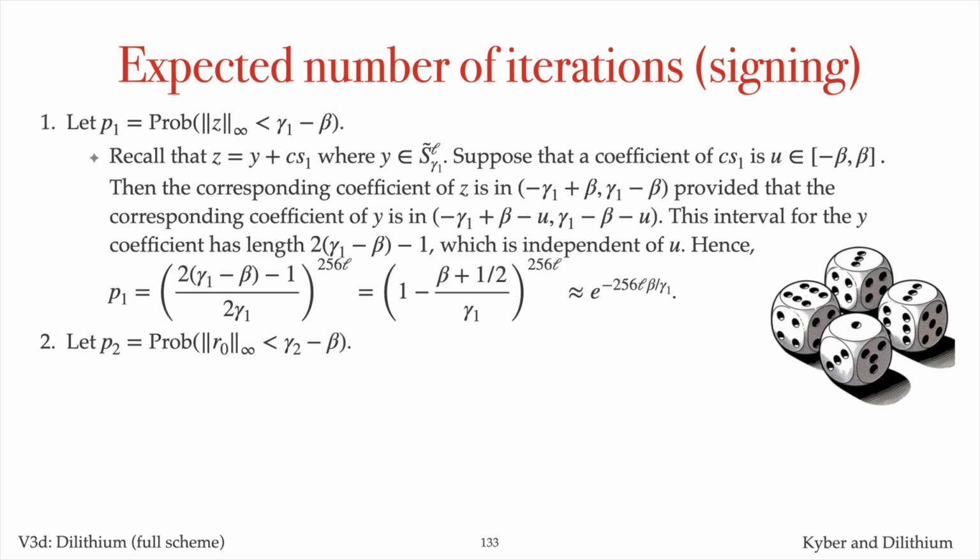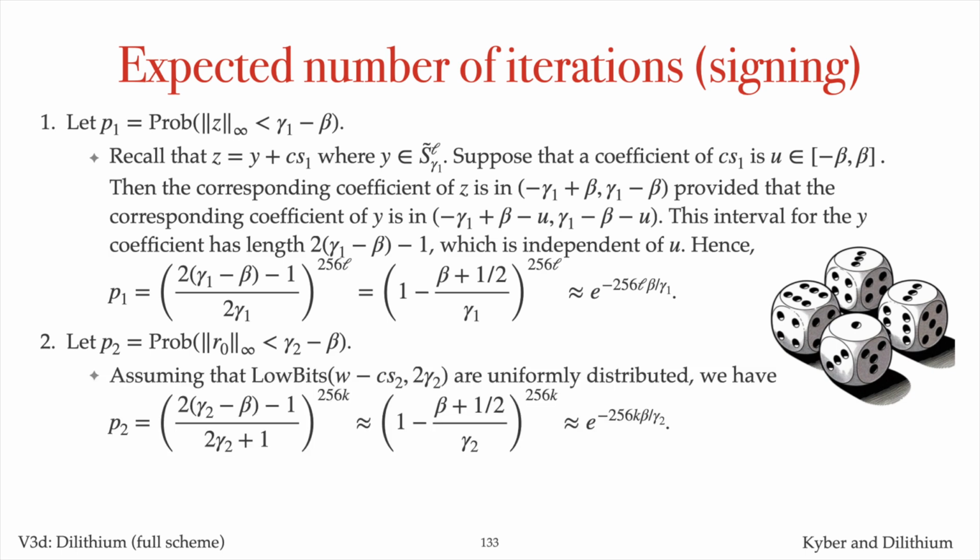The second check is needed for signature verification to work. Assume that the 2 gamma 2 low bits of w minus cs2 are uniformly distributed. This is a reasonable assumption. Then, the probability that a particular coefficient in w minus cs2 is less than gamma 2 minus beta in absolute value is given by this expression.